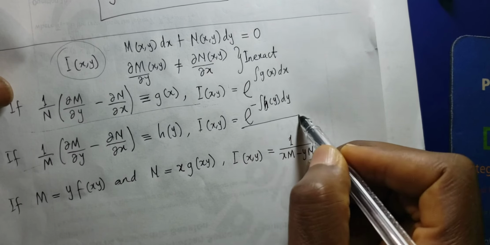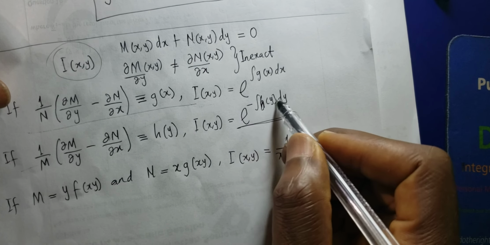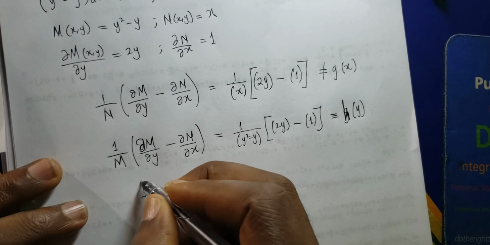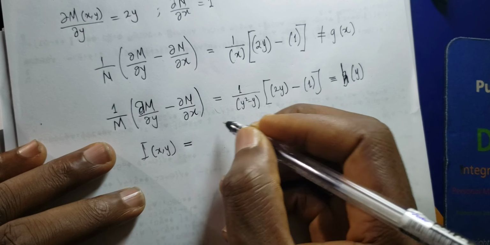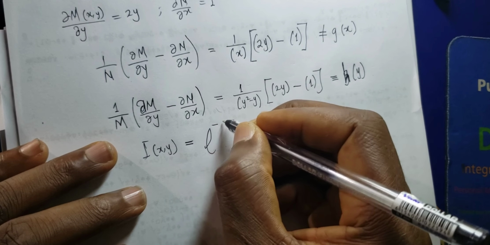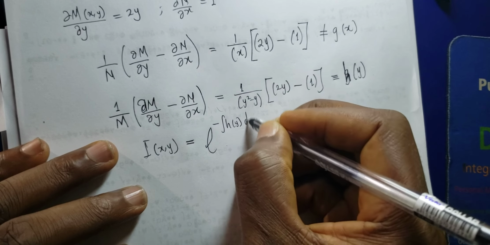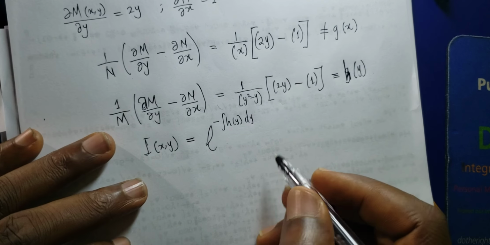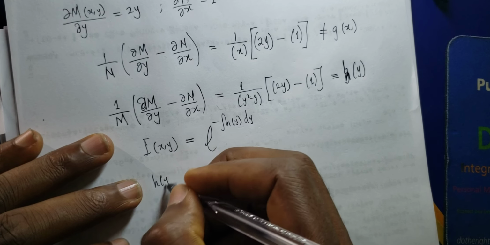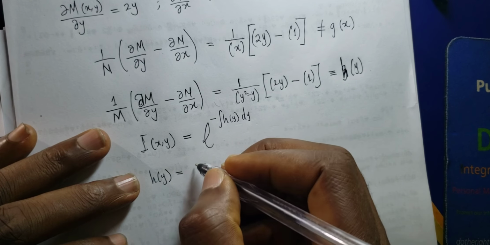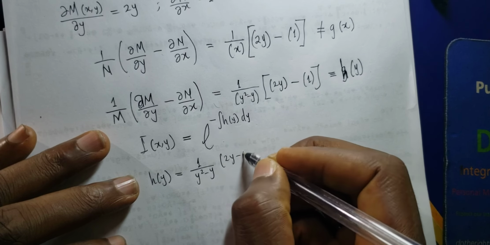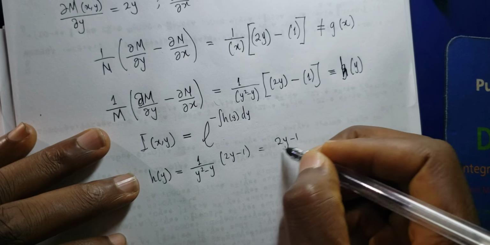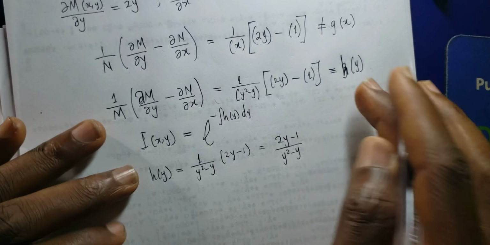Now, according to what we have noted here, the integrating factor will be given by e raised to the power minus the integral of h of y dy. So our integrating factor, a function which possibly depends on x and y, is going to be e raised to the power minus the integral of h of y dy. Alright, let's quickly do that. Let's write out our h of y in a more compact form. That's h of y equal to 1 over y squared minus y into 2y minus 1. That's just going to be 2y minus 1 over y squared minus y.